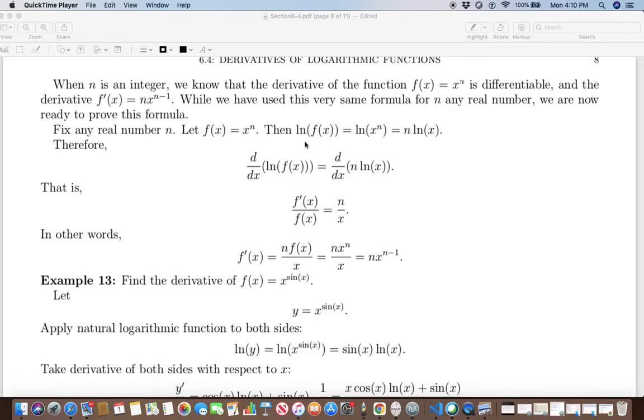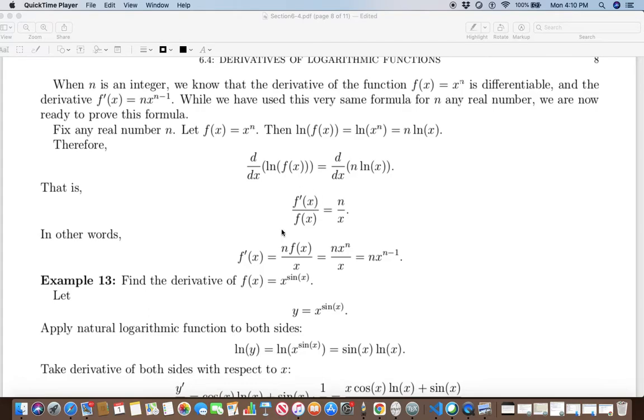Then take the natural log of both sides. Natural log of f(x) is natural log of x to the power n. That n jumps out. Now you take the derivative of both sides. Derivative of the left equals derivative of the right. This gives me 1 over f(x) times f prime x, by the chain rule, equals n, which is a constant, times the derivative of natural log x, which is 1 over x.